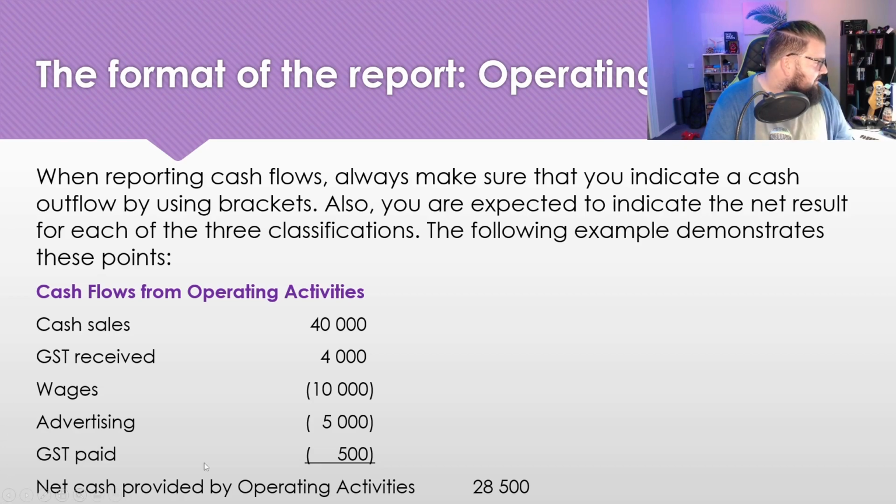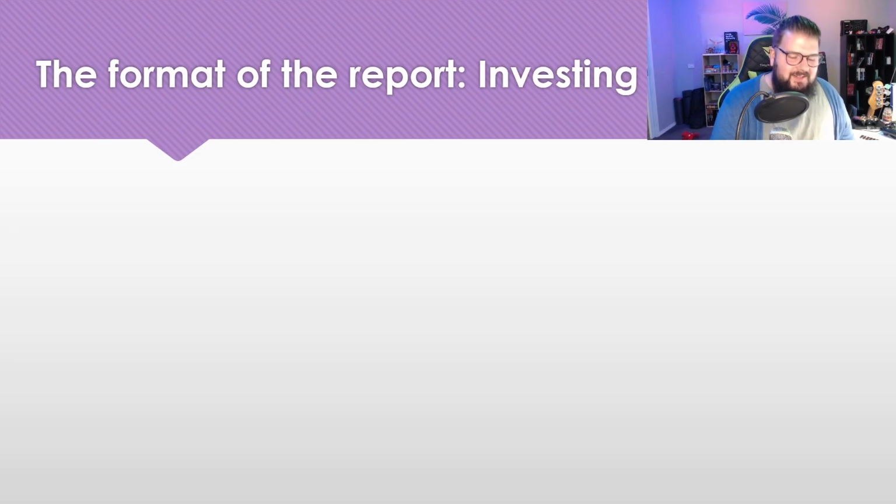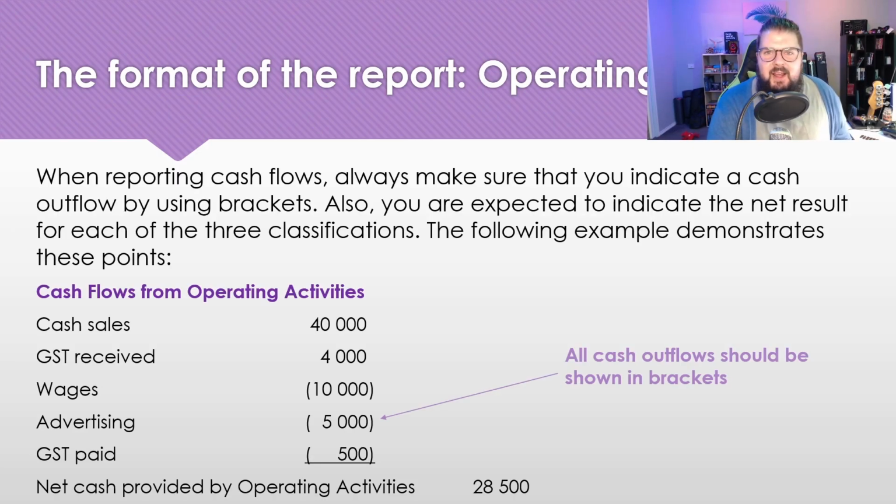We've got cash sales of $40,000. We have GST received of $4,000. But then we've paid wages of $10,000. We've paid advertising and we've paid GST, which means that the net cash provided from operating activities is $28,000. Sorry, $28,500. So just keeping in mind, all of our outflows are in brackets. So we can see from this report, we've made $28,500 just from our operating activities.